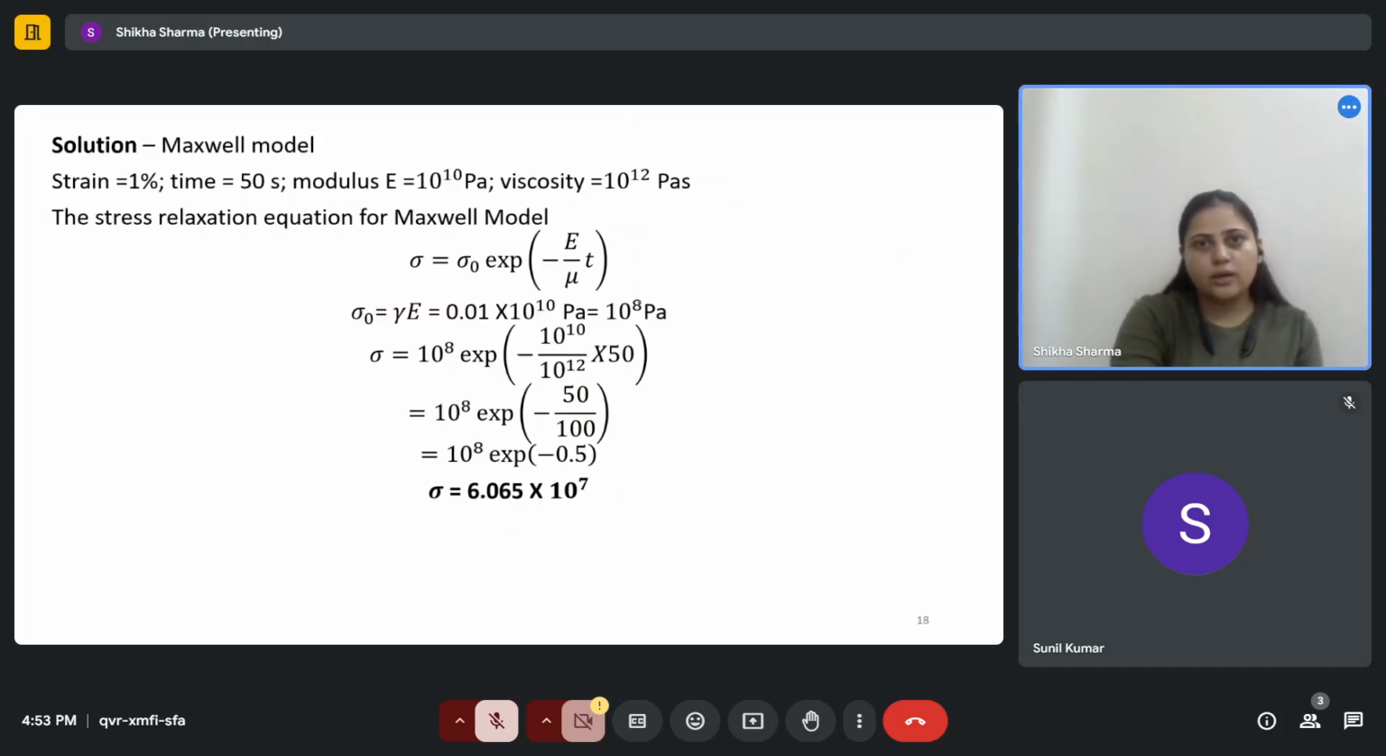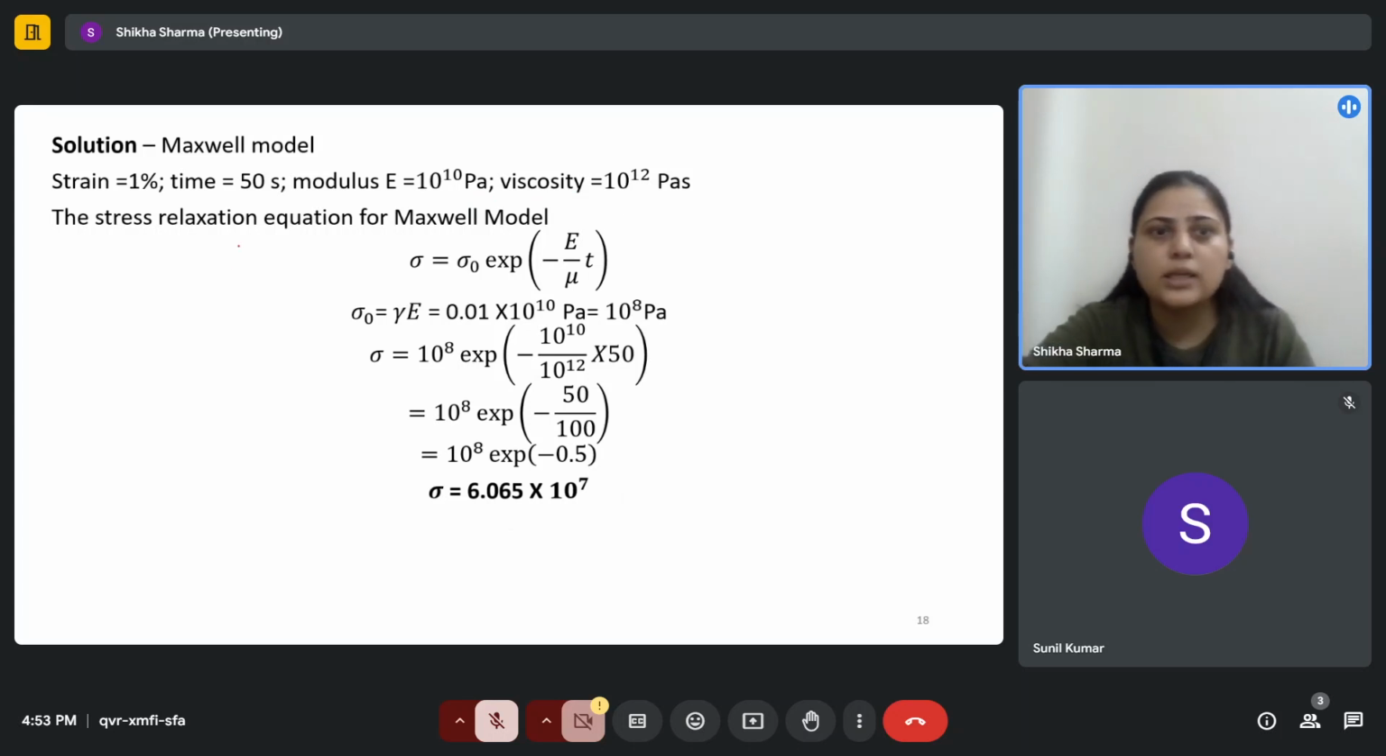So let's see how we're going to solve. In the Maxwell model, strain is 1%, time is 50 seconds, modulus is 10 to the power 10 Pascal and viscosity is 10 to the power 12 Pascal second. So the stress relaxation equation of the Maxwell model will apply, which is sigma equals stress initial multiplied by exponential of minus E by mu t.